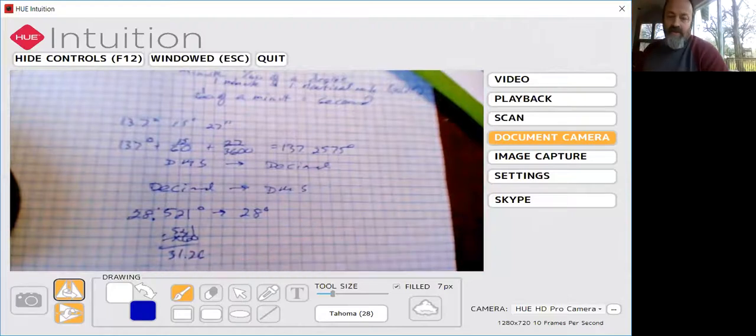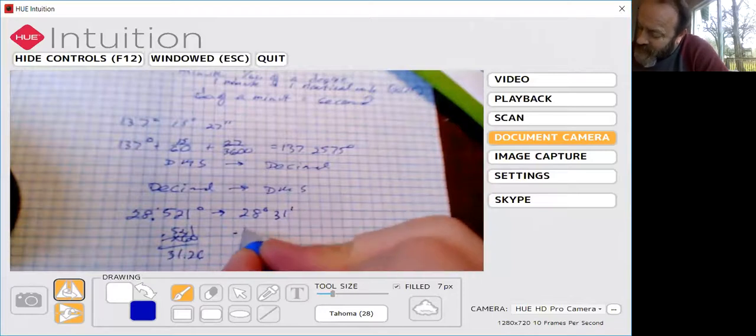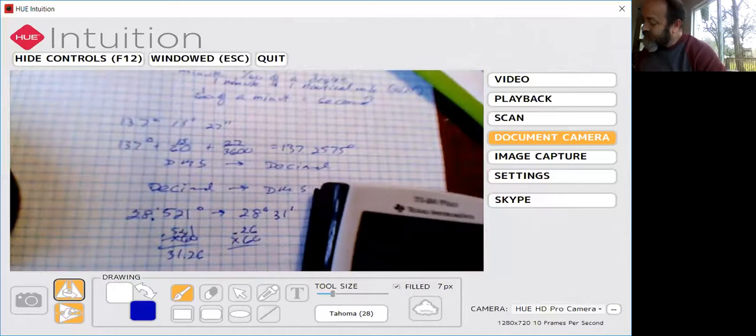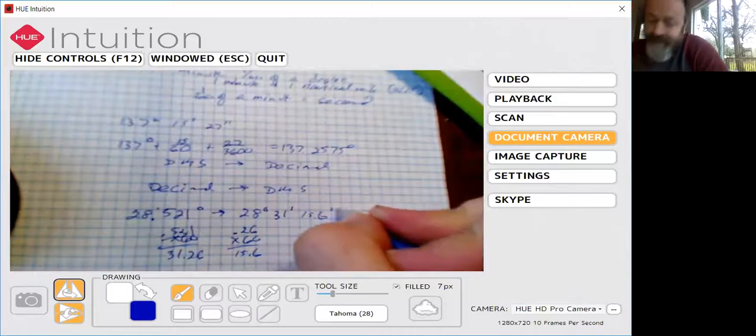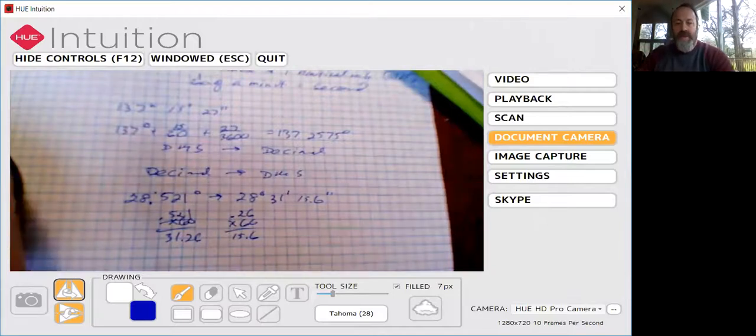Now, that means we have 31.26 minutes. I'm going to take the 0.26 portion left, and 0.26 times 60 is 15.6. That would be 15.6 seconds. So that's how you go back and forth between DMS and decimals, and that shouldn't be too difficult to follow. In your homework, you'll have a couple of problems where you convert back and forth between decimals and DMS.